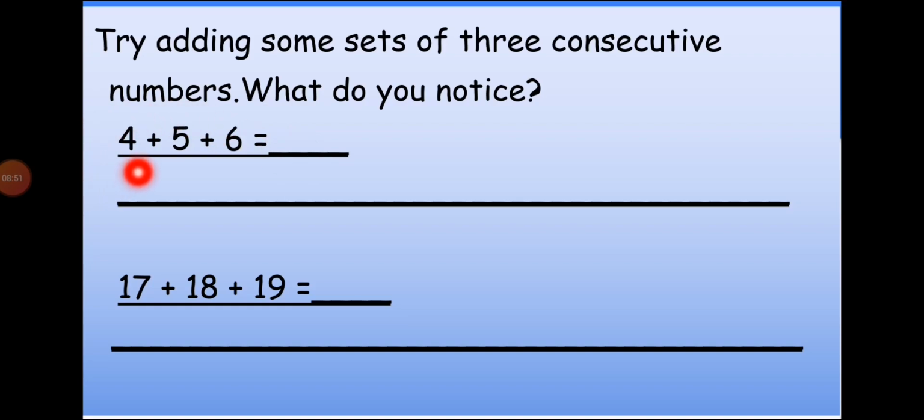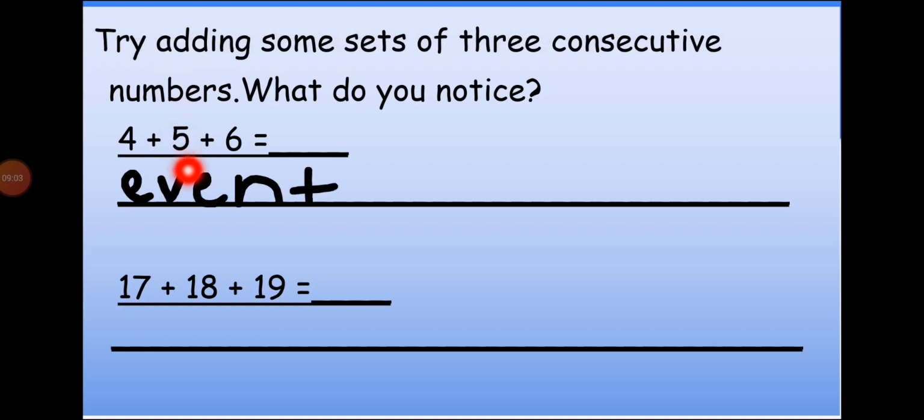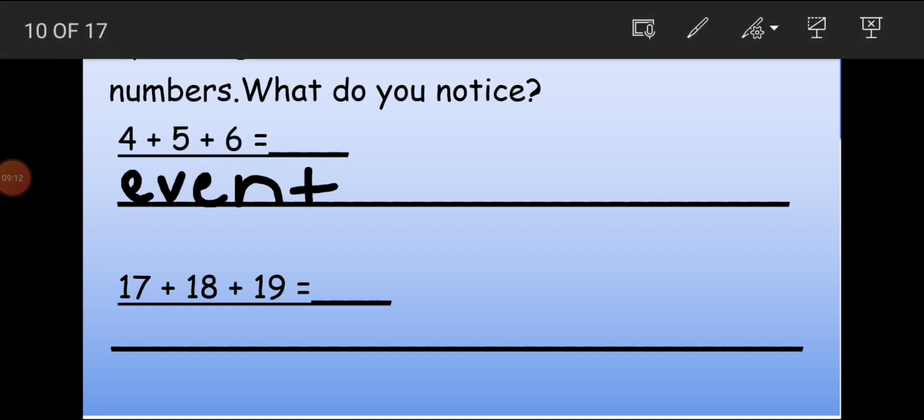First look at the 4. Is 4 even or odd? 4 is a multiple of 2, so we can say 4 is an even number. So the first number is even. Then check the next number. We are adding 5. Is 5 even or odd? 5 is an odd number, because we cannot put it into equal pairs of 2s. So we can write even, odd.